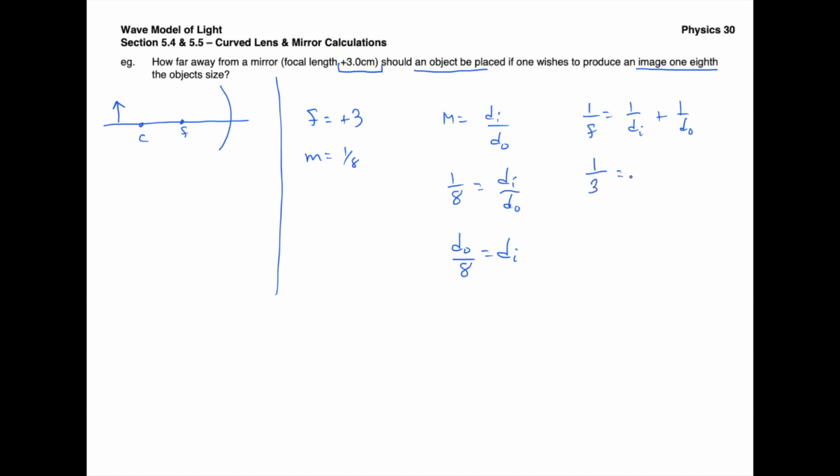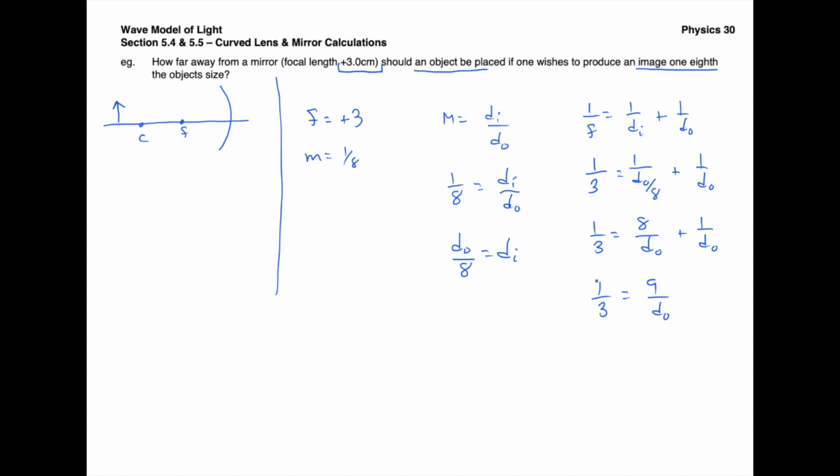So I have 1 over 3. Now my DI is DO over 8, so I get 1 over DO over 8. And then 1 over DO, which is again the unknown. Now this one here, I get 1 over 3. Now this here just is going to go to 8 over DO. So remember, you just multiply by the reciprocal to get those complex fractions worked out. And so then I get 1 over DO. Now I do have a common denominator here, and so I can just add these. So I get 8 plus 1. So I'm going to get 1 over 3 equals 9 over my DO value.